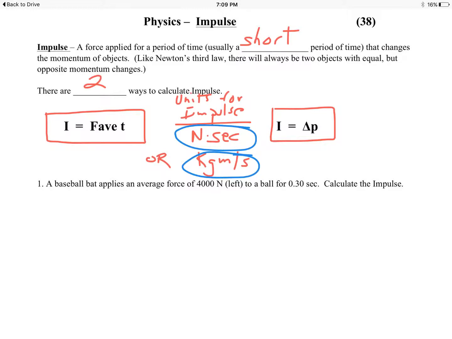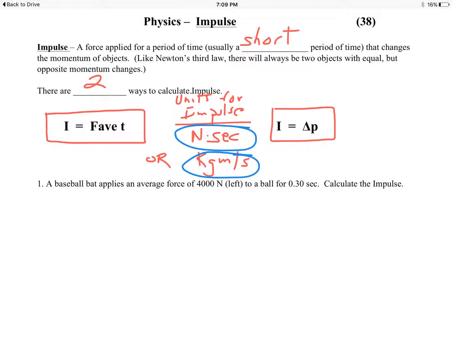Usually when we're talking about impulse, we're talking about a force applied for a short period of time, changing the momentum of the smaller object. The momentum change of the smaller object will be the same as the big object, but you'll see a greater change in motion, acceleration, for the smaller object, because the smaller object is more affected by the force involved.